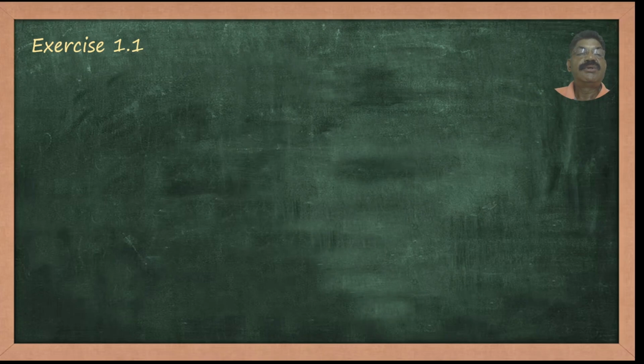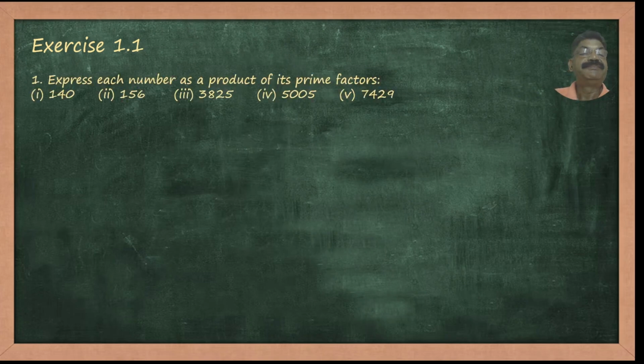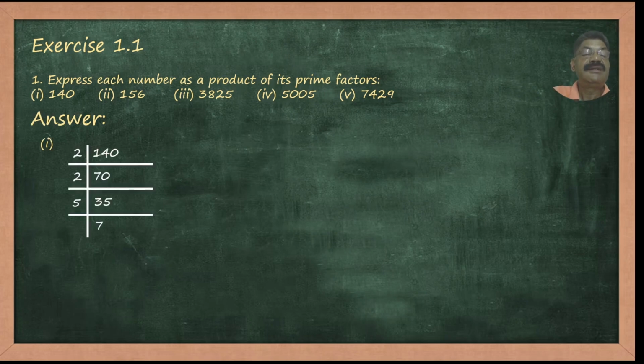Okay. Now we are going to see exercise 1.1. The first problem is express each number as a product of its prime factors. It is very simple. Let us see the first problem. 140. 140 is divisible by 2. Therefore, 70 into 2 is equal to 140. Again, 70 is divisible by 2. Therefore, 35 into 2 is 70. Again, 35 is divisible by 5. Therefore, 7 5s are 35. Now, the prime factorization of 140 is 2 square into 5 into 7.